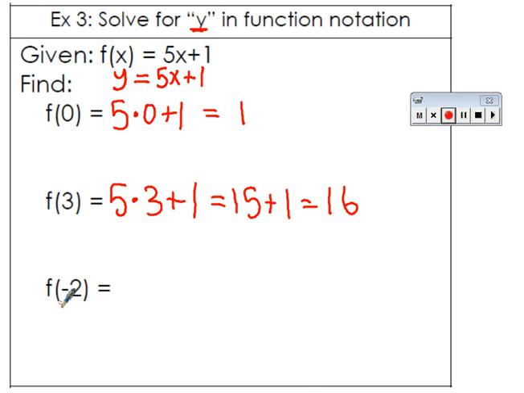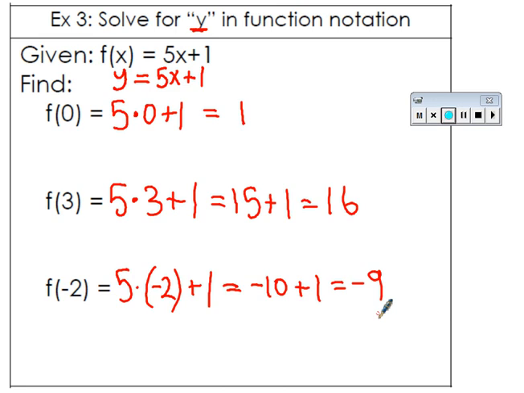Last one, f of negative 2, 5 times. Make sure to put parentheses whenever you're substituting a negative value, plus 1. 5 times negative 2 is negative 10, plus 1, which is equal to negative 9. When x is equal to negative 2, y is equal to negative 9. And the y value is the same as f of negative 2.